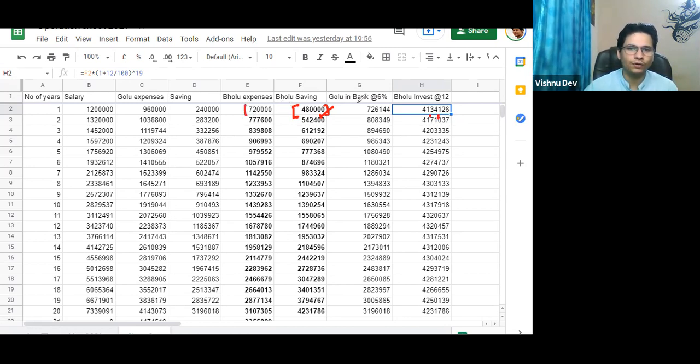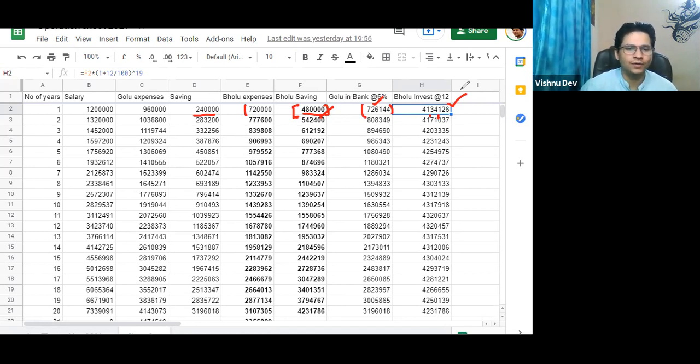For Bholu, it was only 7 lakh, only 7,26,000. But for Bholu, this saving became 41 lakh. See, है ना? I hope all of you understood that.